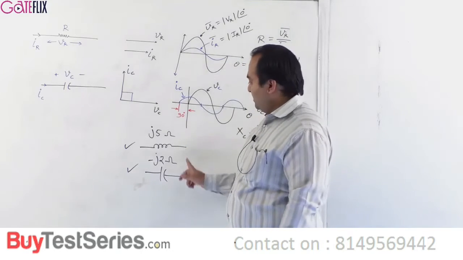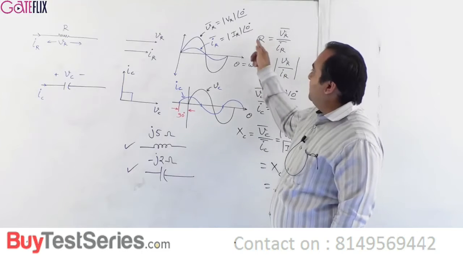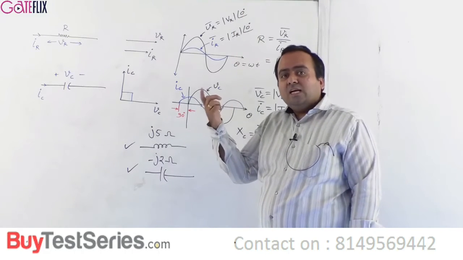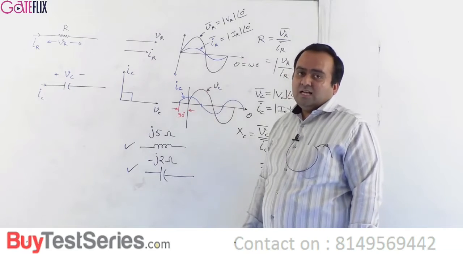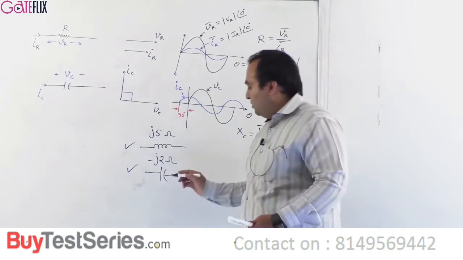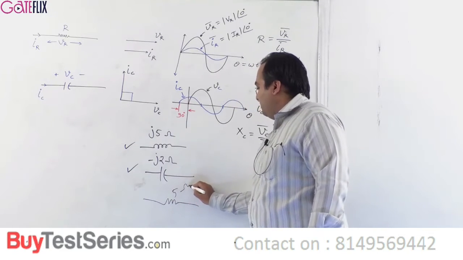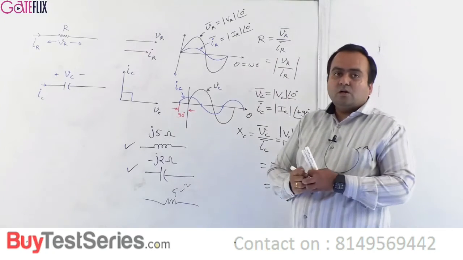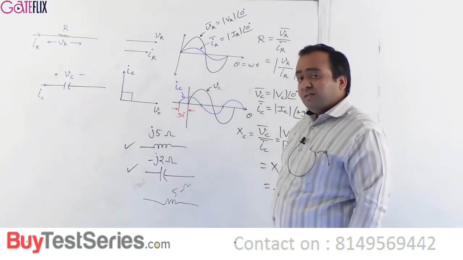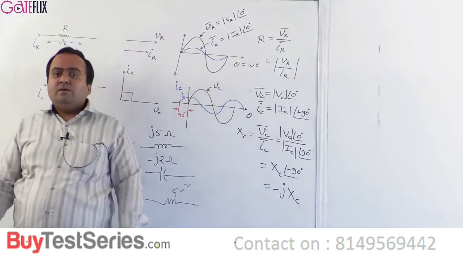Inductive reactance with plus j, capacitive reactance with minus j, and there is nothing on the resistance because there is no factor of j as such, there is no angle of lagging or leading as such. So resistance is simply written as a number. If it is a resistance, it is simply written as say 5 ohms. These are some of the basics which we must understand before we start solving the problems of network theory.